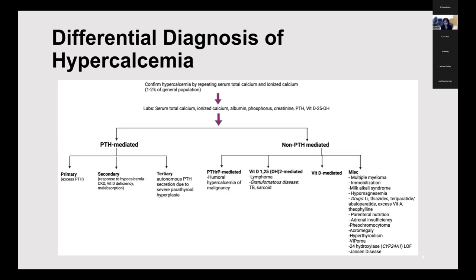And when PTH levels are appropriately suppressed, the hypercalcemia may be mediated by PTH-related peptide, as seen in humoral hypercalcemia of malignancy, or could be mediated by 1,25-dihydroxy vitamin D, as seen in lymphoma or granulomatous disorders, or could be because of some of these other conditions, such as genetic conditions such as Jansen's disease or 24-hydroxylase deficiency, or the milk alkali syndrome, or due to some of these drugs such as lithium, teriparatide, abaloparatide, etc. The focus of today's talk is going to be primary hyperparathyroidism.